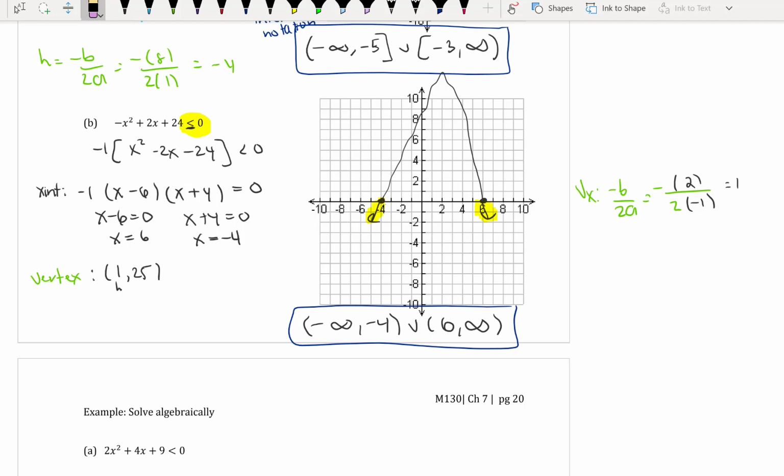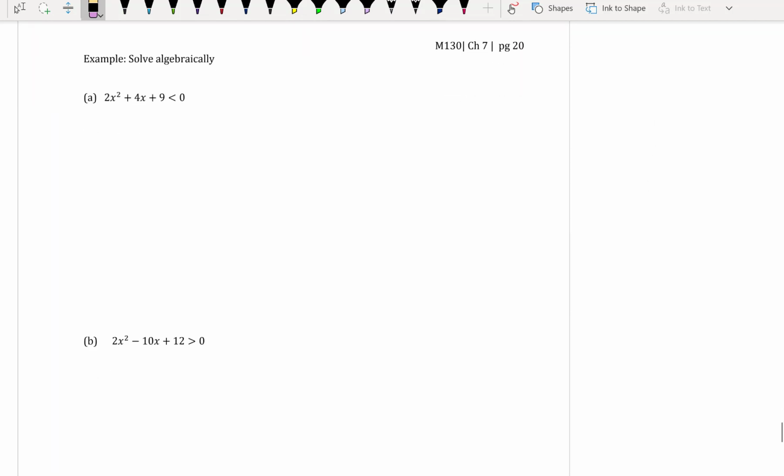Okay? All right. Now, for the next example, it says to solve algebraically. So now I'm going to be thinking about doing the same thing, except now it's going to be slightly different because I'm going to be doing something called a plus or minus chart, okay? So first things first, I want to set this equal to 0 so I can find my critical values. So I have 2x squared plus 4x plus 9 is equal to 0.